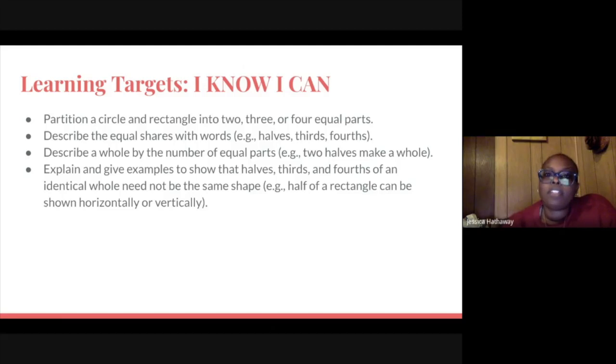So our learning targets: I know I can partition a circle and rectangle into 2, 3, or 4 equal parts. I know I can describe equal shares with words, halves, thirds, fourths, etc. I know I can describe a whole by the number of equal parts. 2 halves make a whole, and etc. I know I can explain and give examples to show that halves, thirds, and fourths of an equal identical whole need not be the same shape, meaning half of a rectangle can be shown horizontally or vertically.